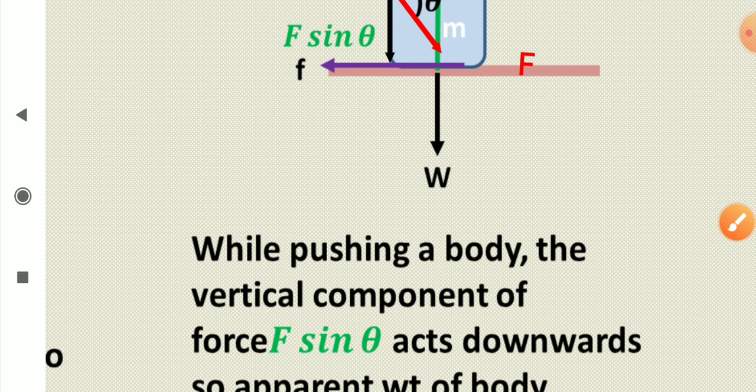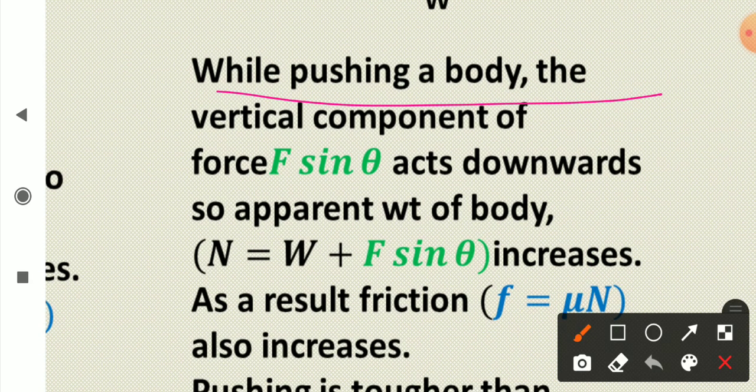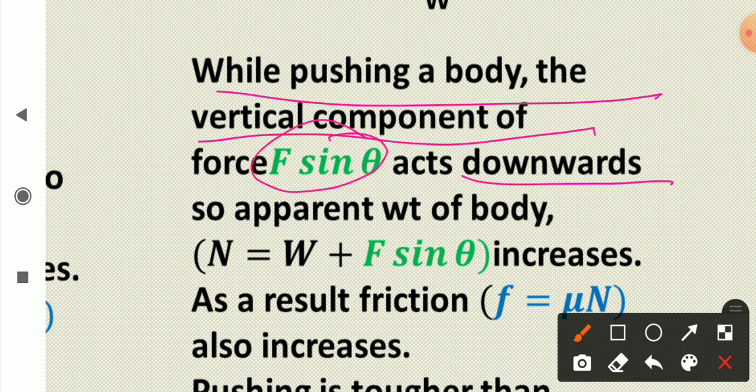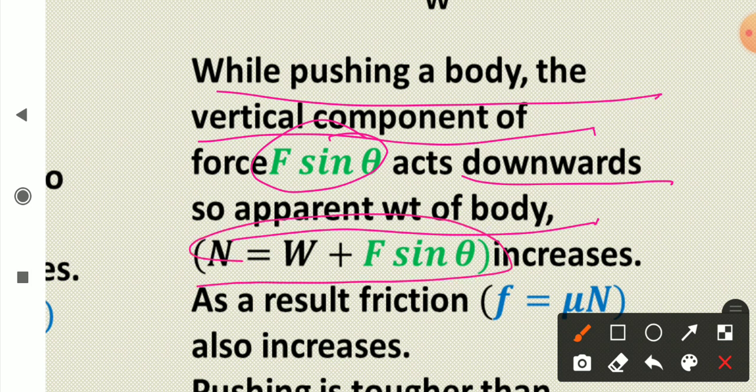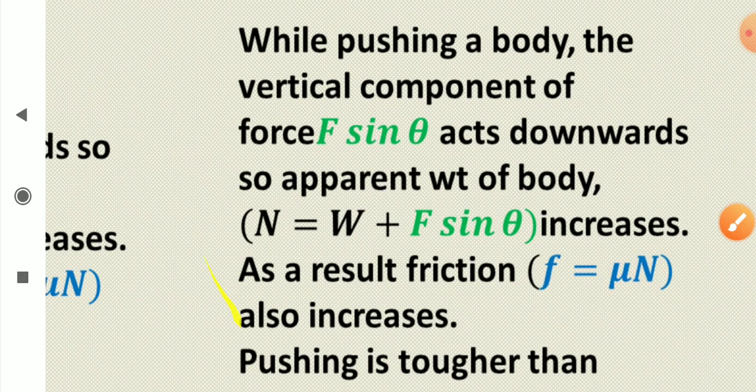So pushing is difficult. While pushing a body, the vertical component of force F sin theta acts downwards. So the apparent weight of the body, N equal to W plus F sin theta, increases, and as a result the frictional force increases and pushing is tougher than pulling.